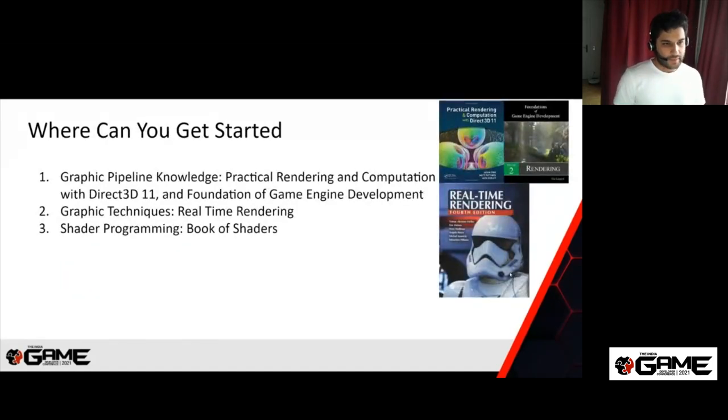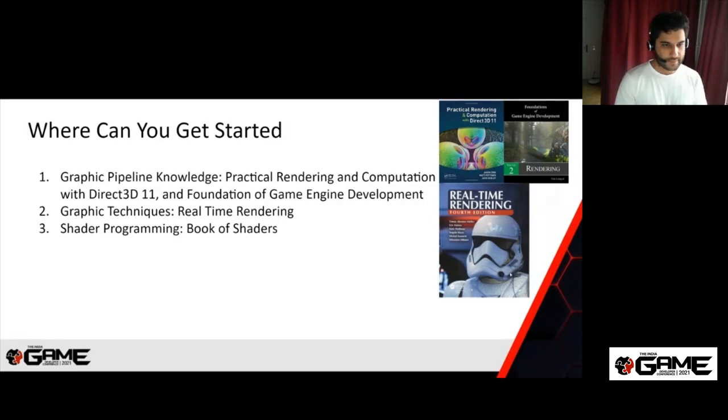So where do you get started, right, if you don't want to be blocked by these things? For the first part, the graphic pipeline knowledge, there are many different books. I personally suggest these two to start off. Practical Rendering and Computation with DirectX 11. Although this is a DirectX 11 specific book, the main part I'm suggesting you read is the knowledge of how a GPU works, what resources are, how a resource contributes to a shader, and so on and so forth. This knowledge is invaluable and you can easily carry it over to any game engine, because game engines only write a wrapper around the core functionality.